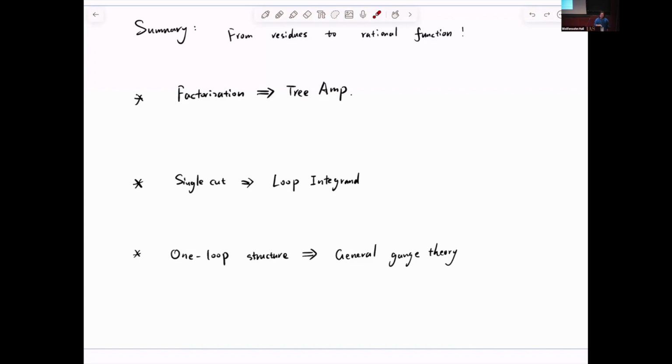When you say general gauge theory, do you mean you can do some effective field theory or with derivative interactions? No, we just say we can add what you want. You can choose a number of gluons and a number of fermions, and also you can add some scalars into the loop, just one loop. But all the external points are still gluons.